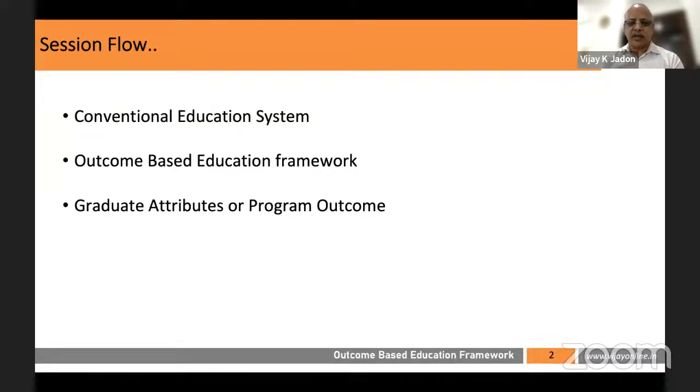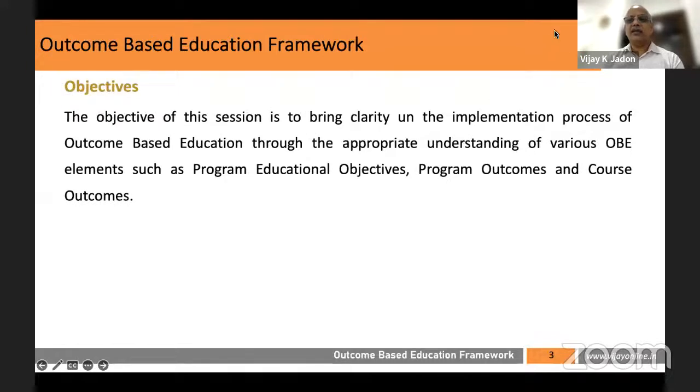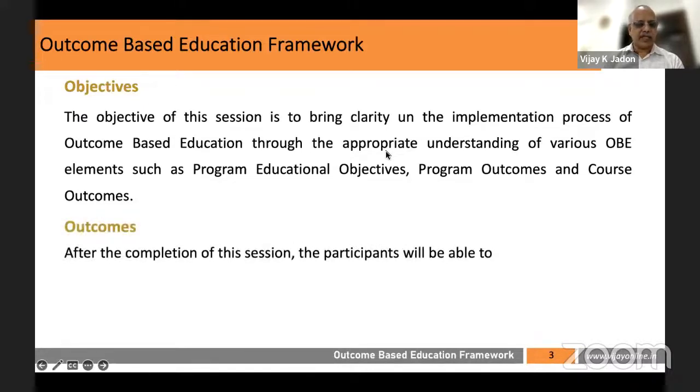We'll discuss some of them in detail, no doubt within the limit of the time frame. See, the objective of this session is to bring clarity in the implementation process of outcome-based education through the appropriate understanding of various outcome-based education elements such as program educational objective, program outcome, and course outcome. Don't worry if you are not aware of these terms. We will certainly be discussing these as we go along in the presentation.